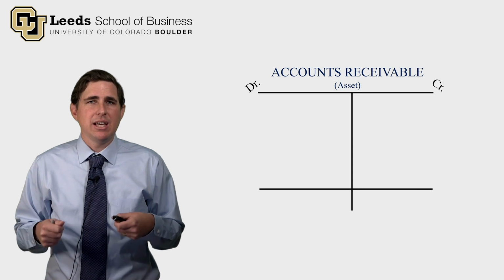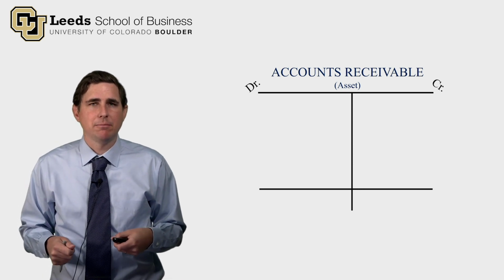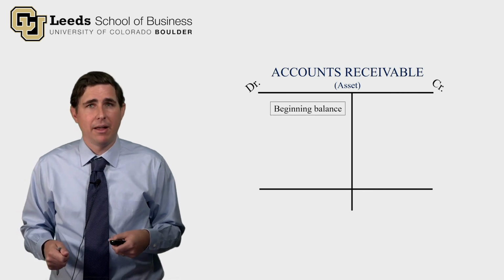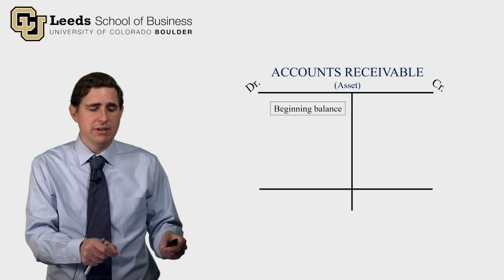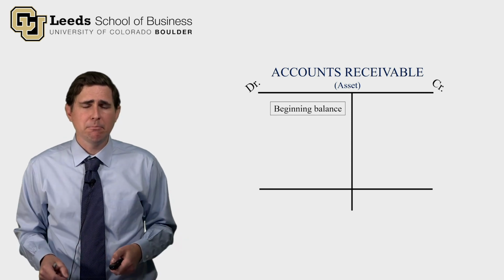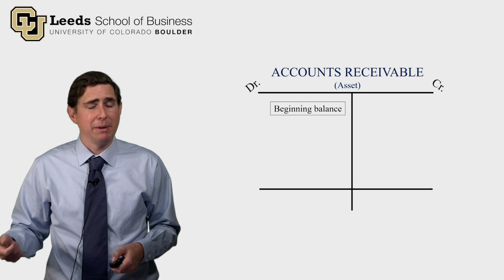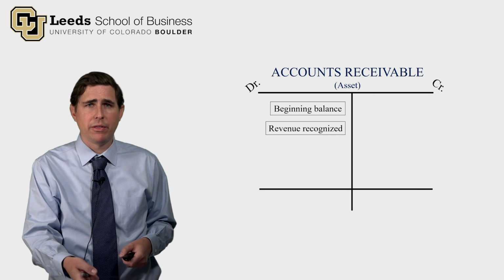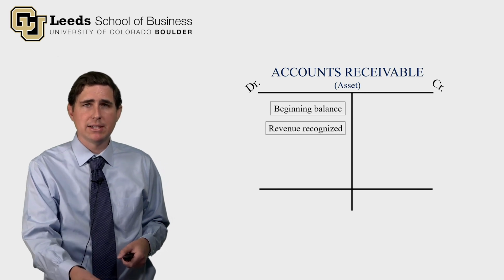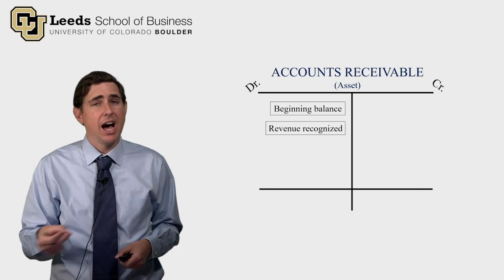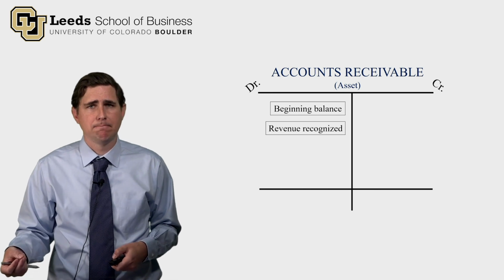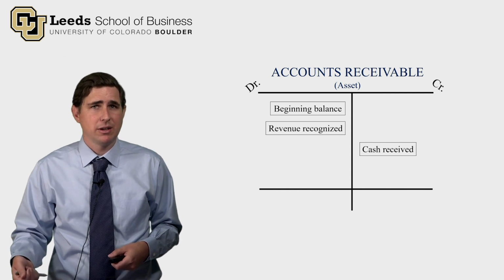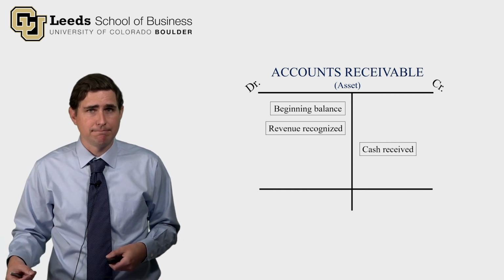Now let's look at the accounts receivable T account in detail. Accounts receivable is an asset account, and so it has a normal debit balance. The beginning balance of accounts receivable is in the debit column. When the company makes more sales but has not yet received the cash, they increase the accounts receivable account with a debit. So this revenue recognized box represents sales made on account where the customer hasn't paid yet. When the customer pays and they receive cash, this is a credit to the accounts receivable account, reducing it.